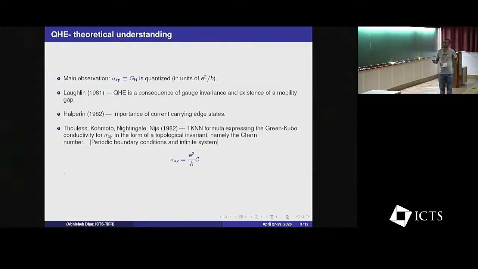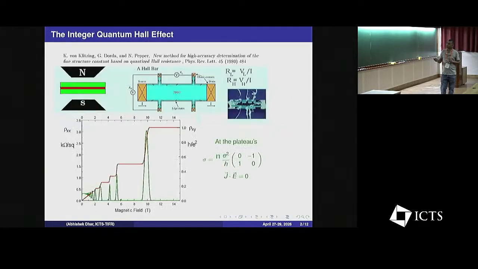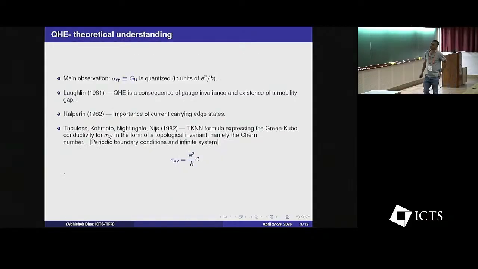And then there was a paper by Halperin which pointed out that edge currents are very important. So in this geometry, edge currents means that there's a current going across it, but it's almost localized at these edges. Okay, so this is something pointed out by Halperin.